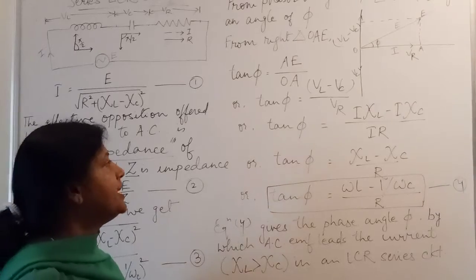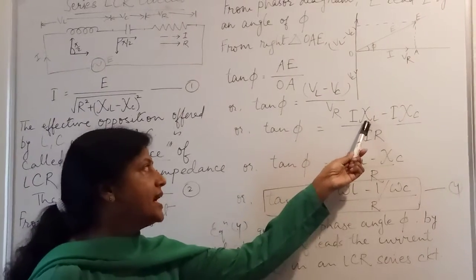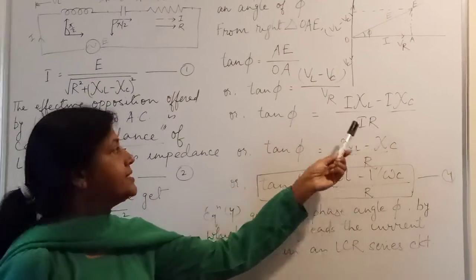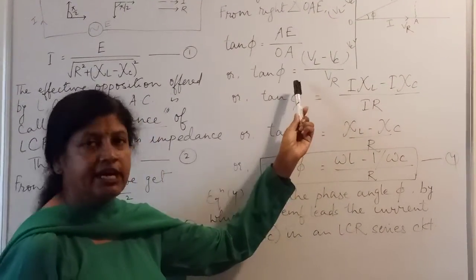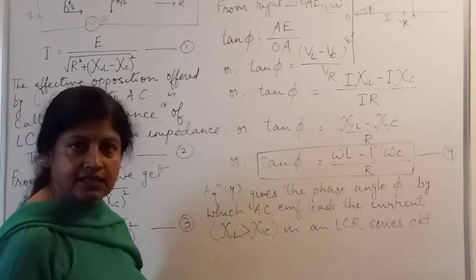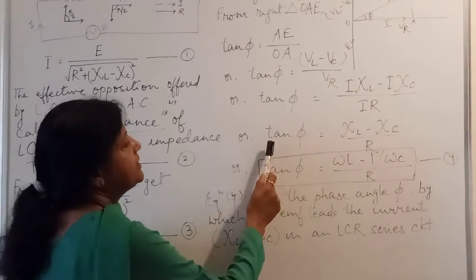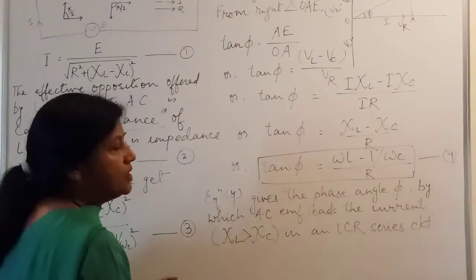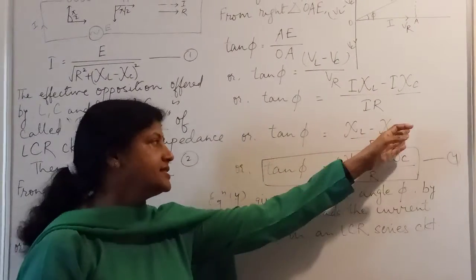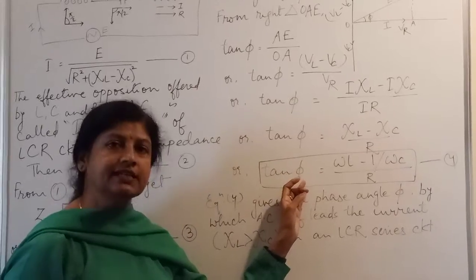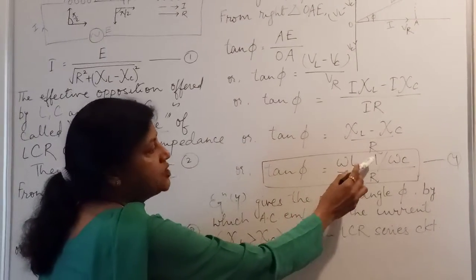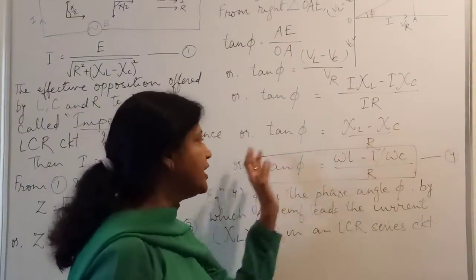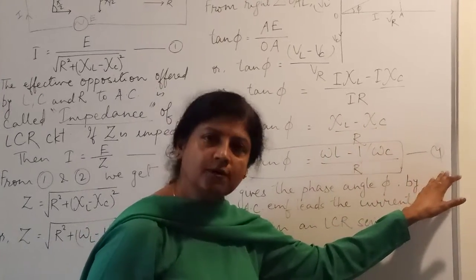Substituting the values, we can write for VL, I XL, for VC, I XC, for VR, I R. Since I is common, we can take out, and after cancellation of I, we can write tan phi is equal to (XL minus XC) upon R. Now, substituting the values for XL and XC, we can write tan phi is equal to (omega L minus 1 upon omega C) divided by R. This one is a very important relation. Let it be equation number 4.